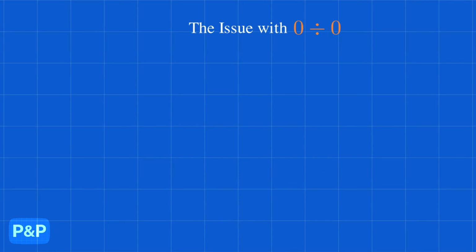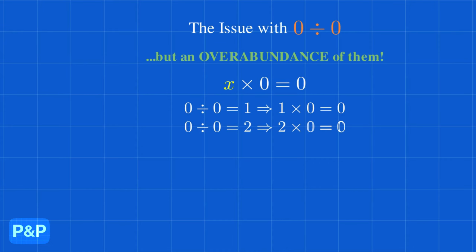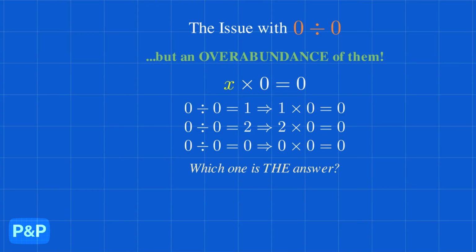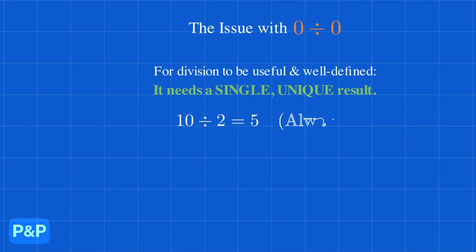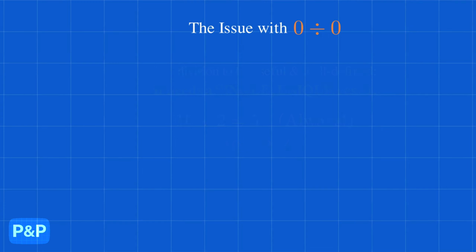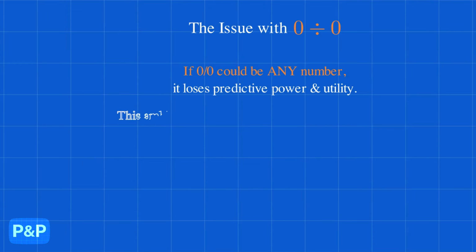The issue with 0 over 0 is not a lack of a possible answer, but an overabundance of them. If 0 divided by 0 could be 1, and it could also be 2, and it could also be 0, then which one is the answer? For an operation like division to be useful and well-defined in arithmetic, it is expected to produce a single, unique result for a given pair of inputs. For example, 10 divided by 2 is always 5. It cannot simultaneously be 5 and, say, 7.